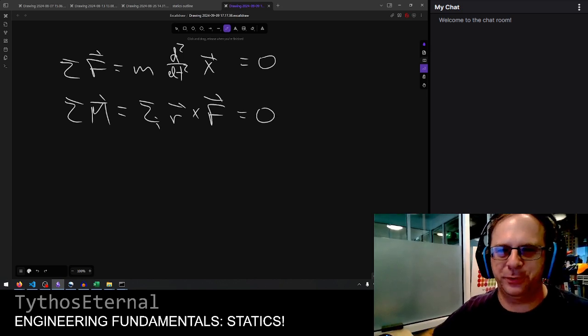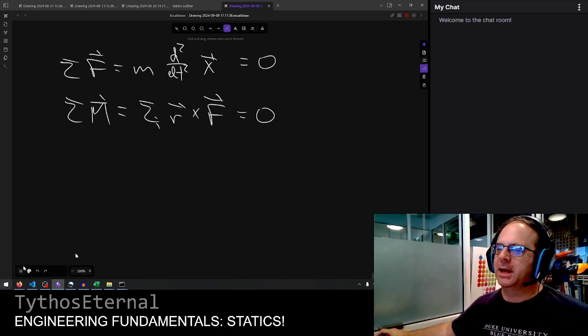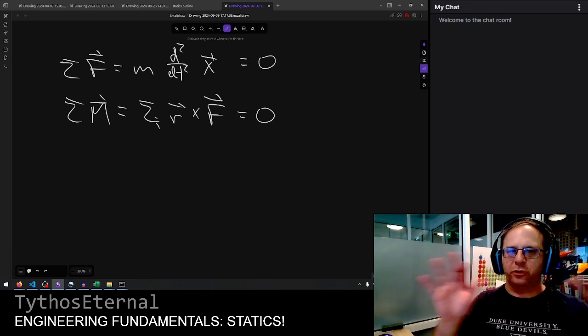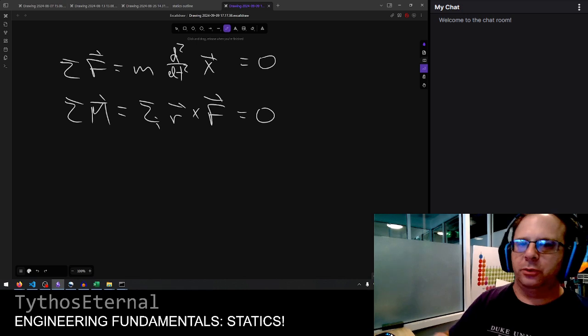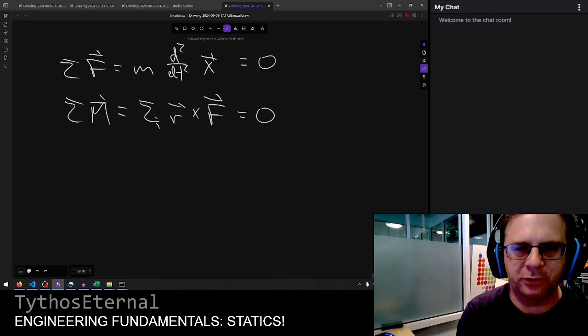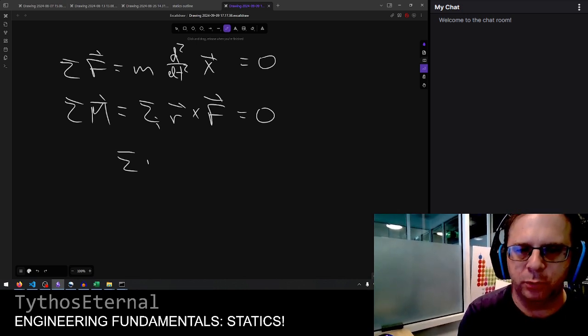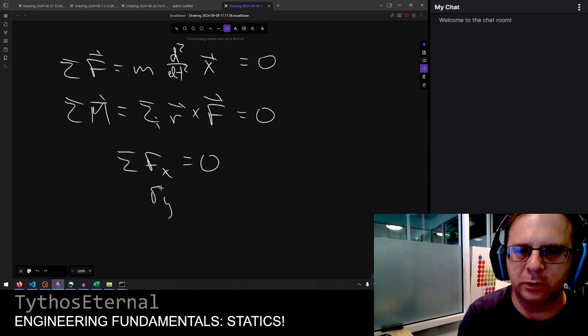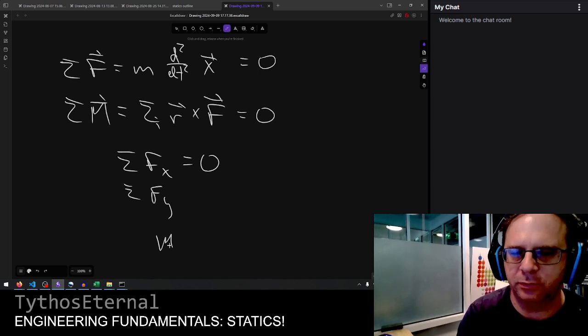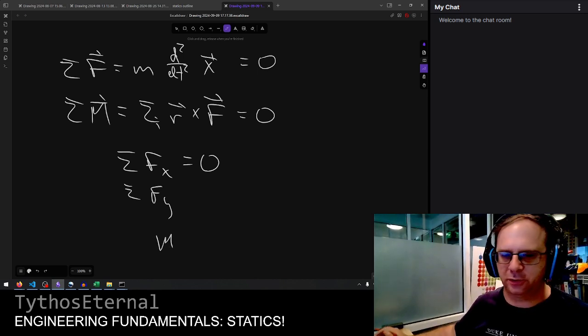But what makes statics is we set all of these things to zero. So the sum of all forces is equal to 0, and not just the magnitude of those, right? We can specifically break this out and say for a given system, all of the forces along the x component sum to 0, all of the forces along the y component, etc. And the same thing for moments about different axes.